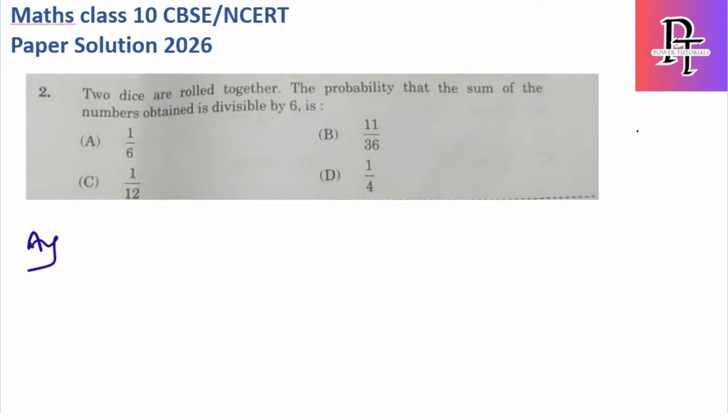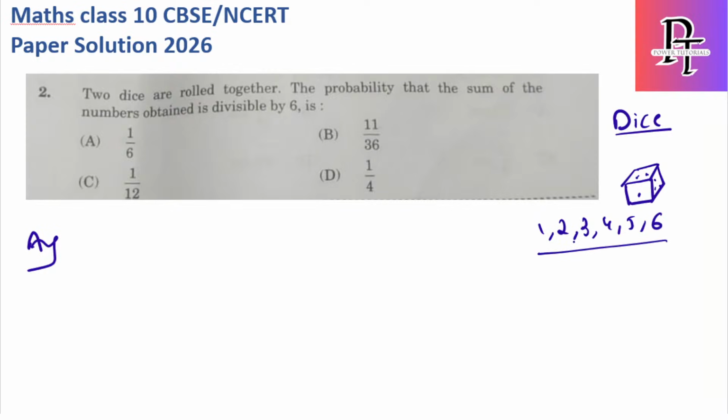So what is a dice? Dice means the ones we generally play snake and ladder or ludo kind of games with, which have 6 faces. The 6 faces have different numbers: 1, 2, 3, 4, 5 and 6. These are the numbers which can be present on a dice. So for a dice, the number of faces is 6 and the numbers present are 1, 2, 3, 4, 5, 6.